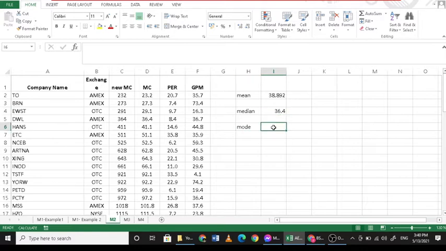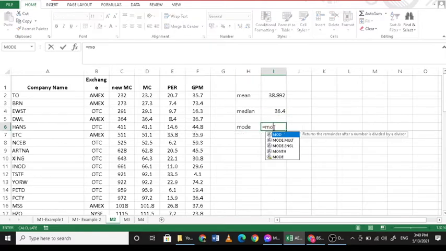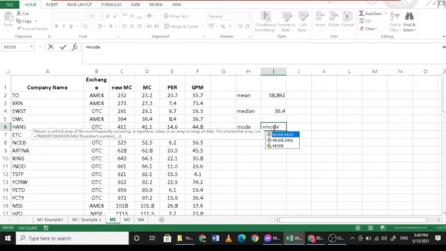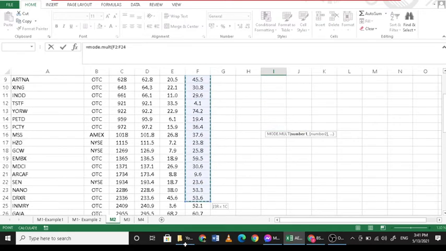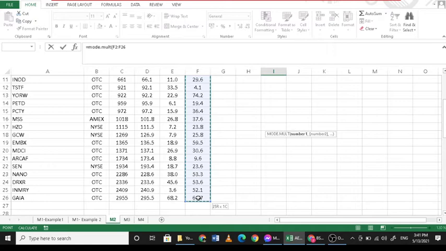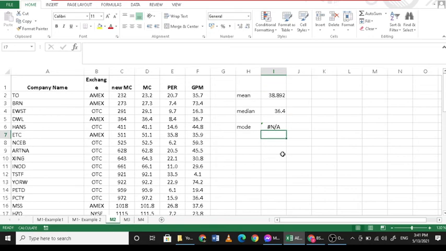Then lastly, we have the mode. And again, warning, the mode function does not actually return all the modes if the data is bimodal. It simply returns one of them. So please be careful in using this one.